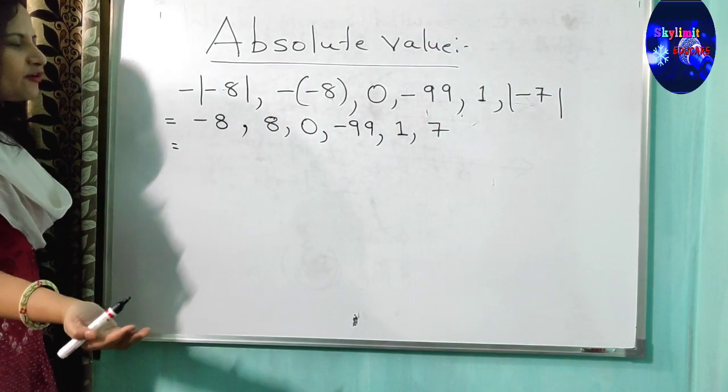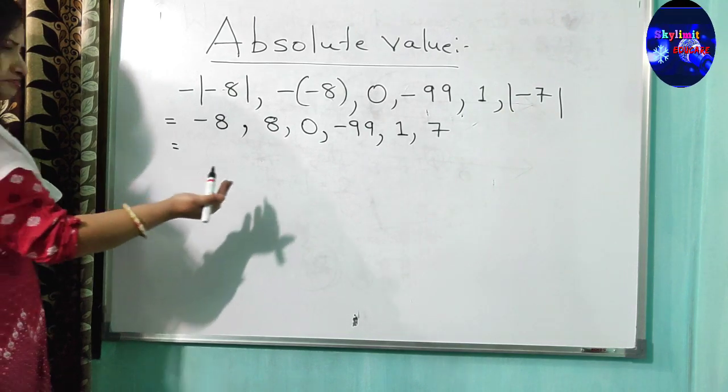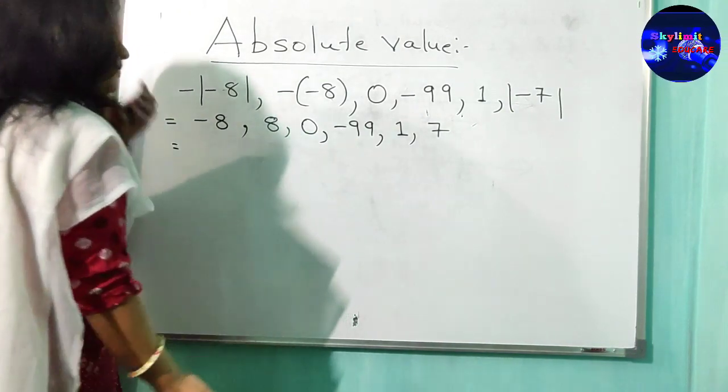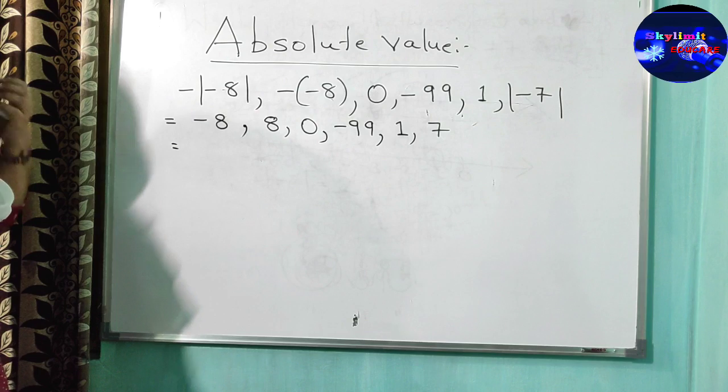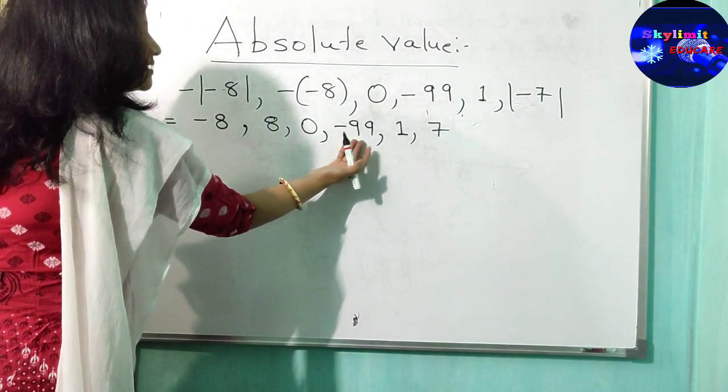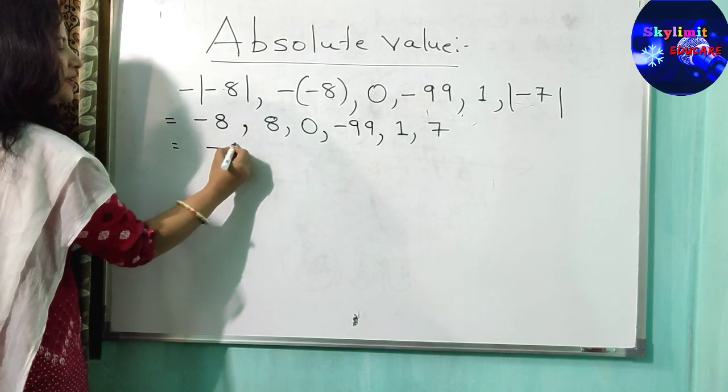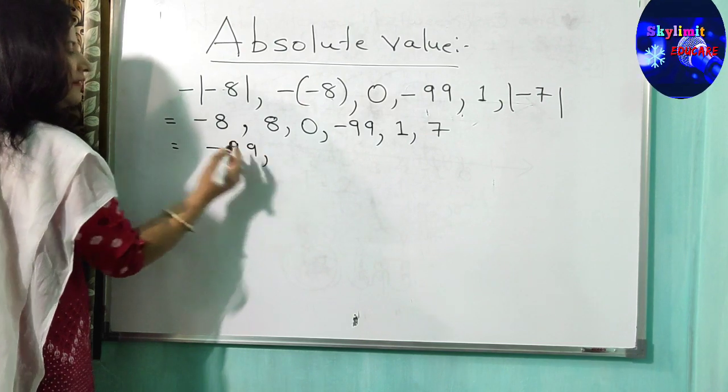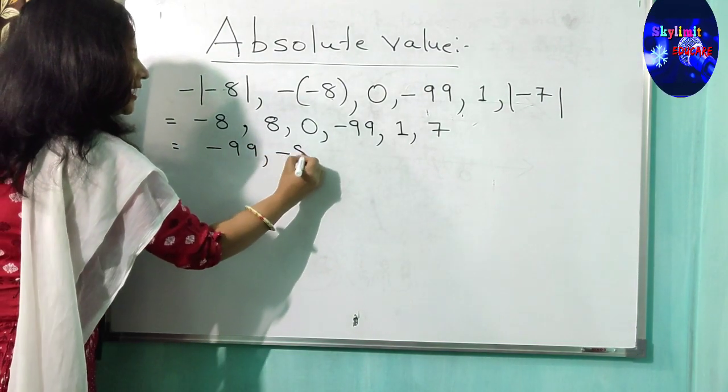So now it's easy for us to arrange. We know that minus 99 will be in the extreme left side of the number line. It is the least number. It is the smallest number here. So the smallest number here is minus 99. Then comes your minus 8.